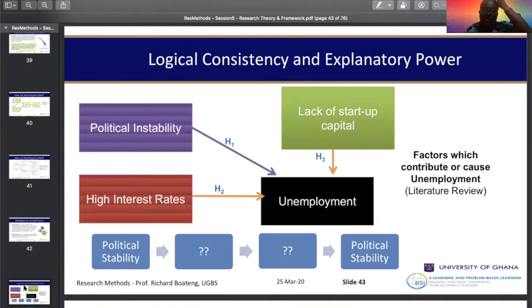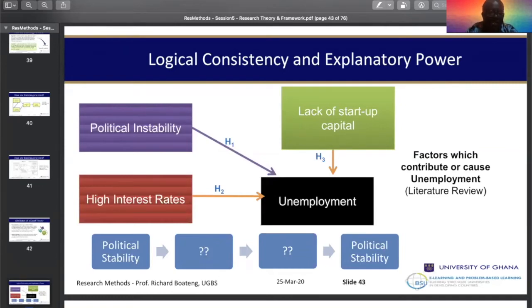Now you are saying that this particular model says that the factors that predict unemployment are high interest rate, political instability, and lack of startup capital. Now these variables are all acting at different levels. Lack of startup capital is acting at the level of a firm. High interest rates can act at the level of the firm or industry. Political instability is acting at the level of the nation, the macro level. So there's a logical inconsistency in this postulation the student has.